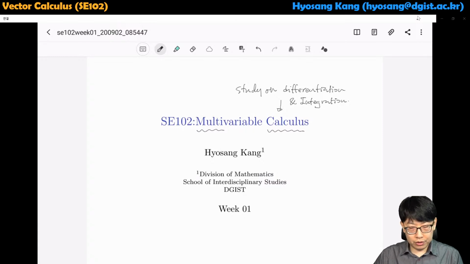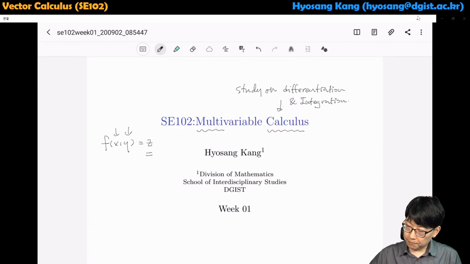So the general question is, how do we take a differentiation? How do we take a differential of a multivariable function? For example, if you have a function of two variables, then you need two variables at the same time to determine the dependent variable z. So how do we define differentiation of two variable functions, or how do we define integration on two variable functions? These are the general questions that we're going to ask and answer in this semester.